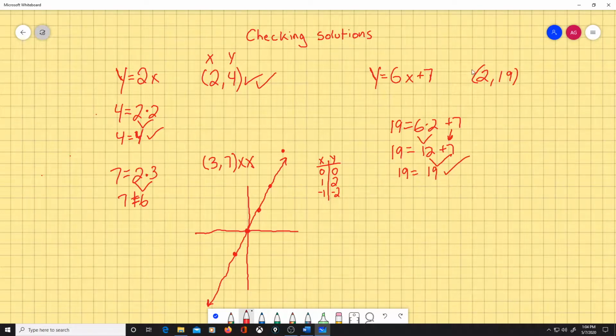Again, we could graph this line out and check to see if this works. So we can do that really quick. So let's say I make a graph. This time I'm actually going to scale out my graph. So I'm going to call these 1s. And I'm going to call these 10s because you can see we're multiplying by 6 and adding 7. So we're going to jump up really fast. So doing it by 1s is not going to work.